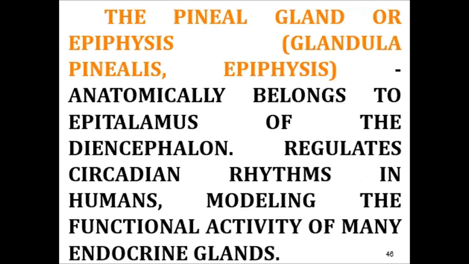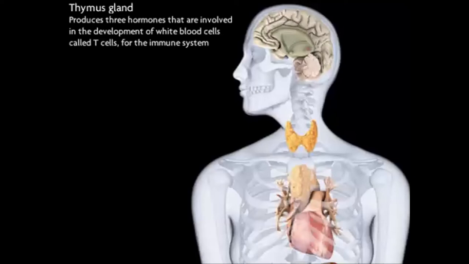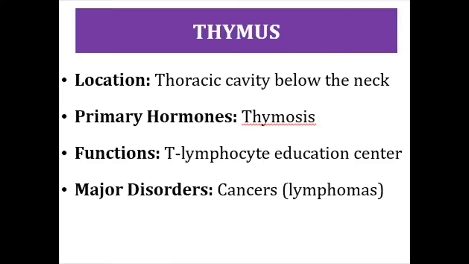The pineal gland is the epiphysis. The thymus gland produces three hormones that are involved in the development of white blood cells called T cells for the immune system. Thymus location: thoracic cavity below the neck. Primary hormone: thymosin. Function: T lymphocyte educational center. Major disorders: cancer, lymphomas.